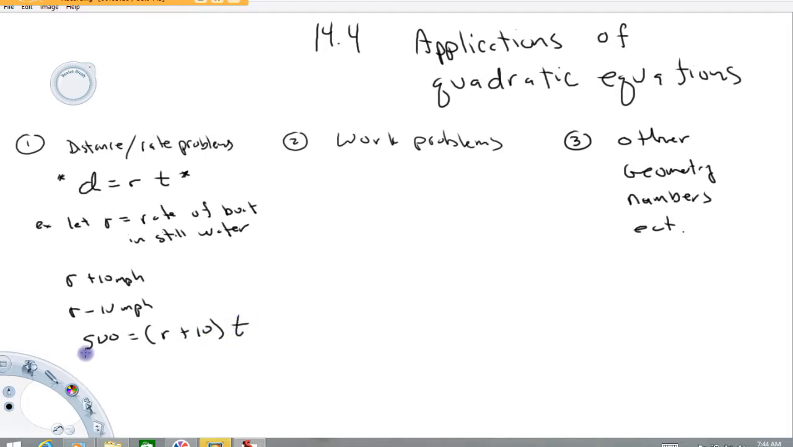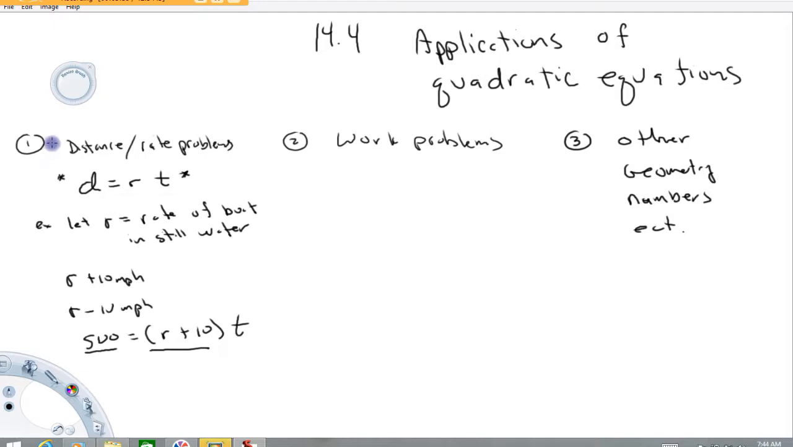That would look something like this: the distance traveled, 500, equals the rate with the current times time. And then it'll usually give you something like it can travel against the current in a certain amount of time. Write a second equation, typically, with these problems. Then you end up with two equations, two unknowns.